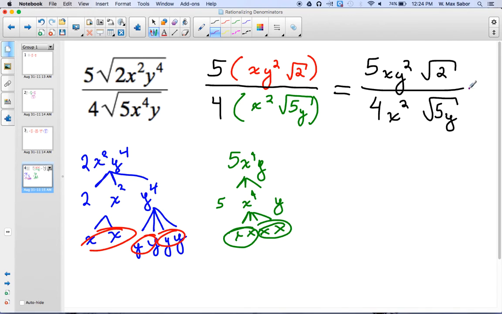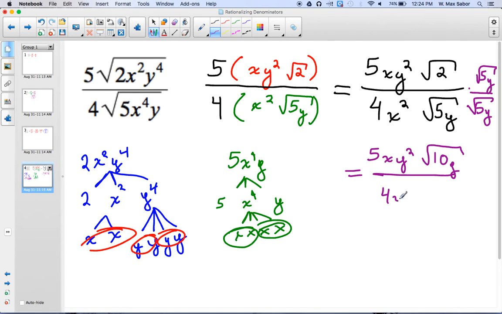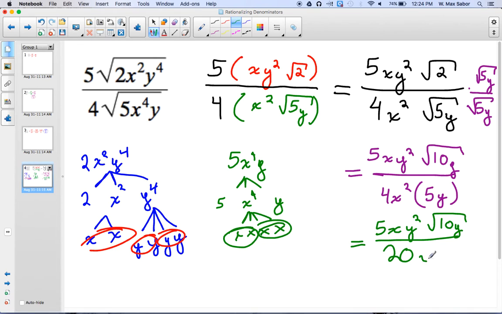We can't leave that there, so we need to multiply by square root of 5y over square root of 5y. This gives, leave this the same. Square root of 2 times square root of 5y becomes square root of 10y. And the denominator, we have 4x squared. 5 square root of 5y times square root of 5y is 5y. We can multiply out the denominator. 4 times 5 is 20. X squared y.